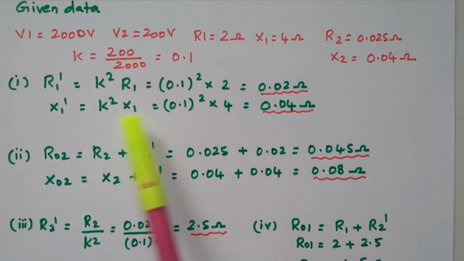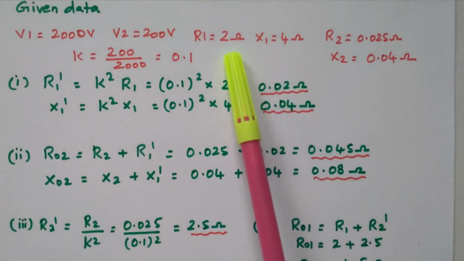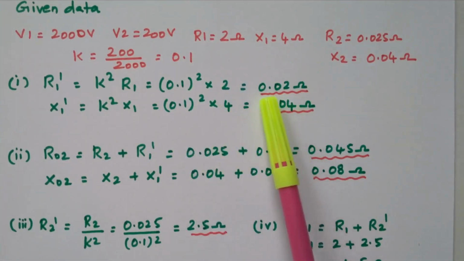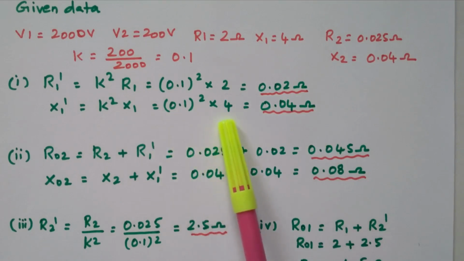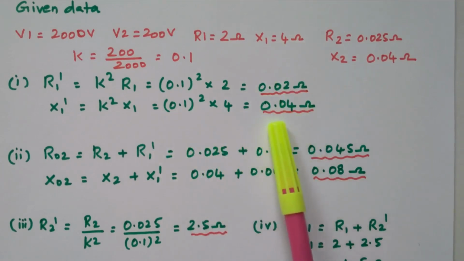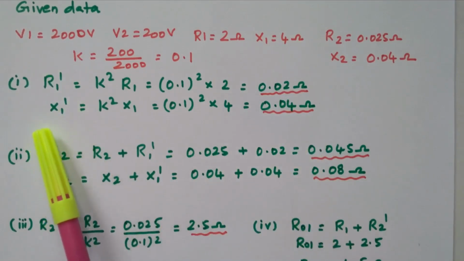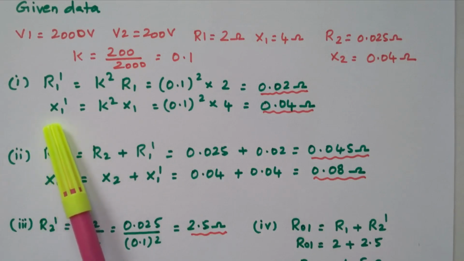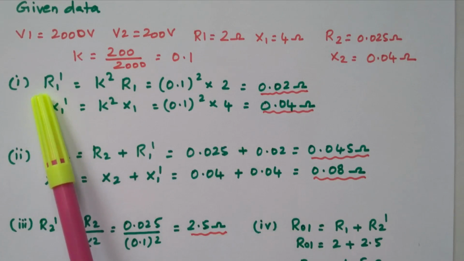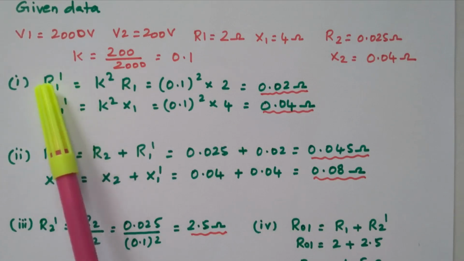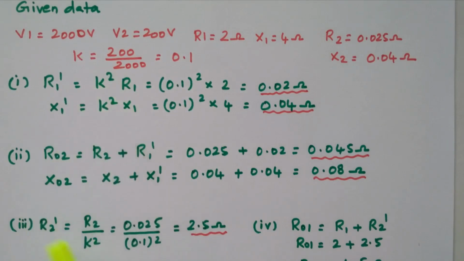So, the K value already calculated is 0.1 square into R1. R1 value is given as 2 ohm, that is equal to 0.02 ohm. Similarly, K square into X1 value, which is 4, gives 0.04 ohm. So, this R1 dash and X1 dash are nothing but the equivalent resistance and reactance of primary while transferring to the secondary side. R1 means primary value, R1 dash means it is transferred to the secondary. While transferring we are multiplying with the K square.